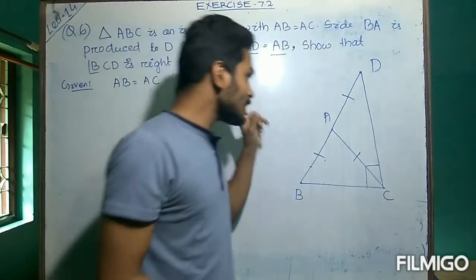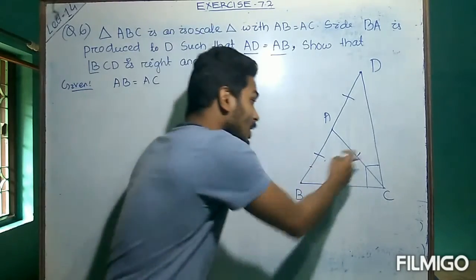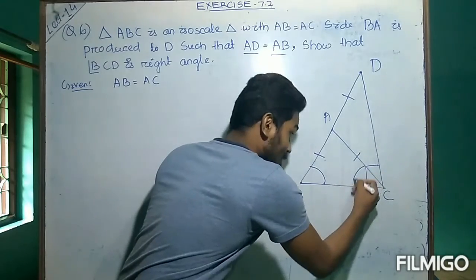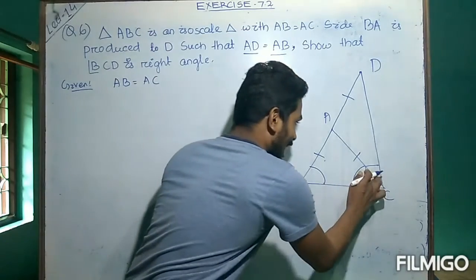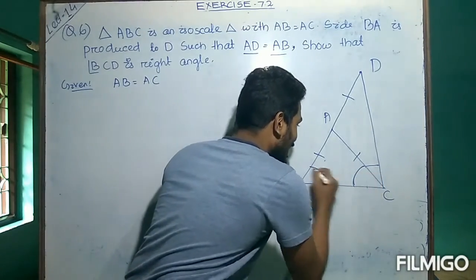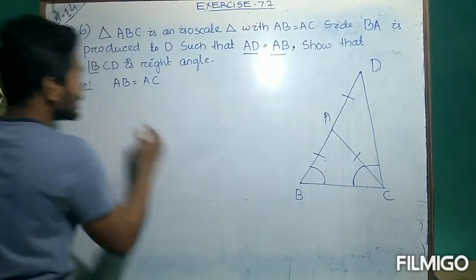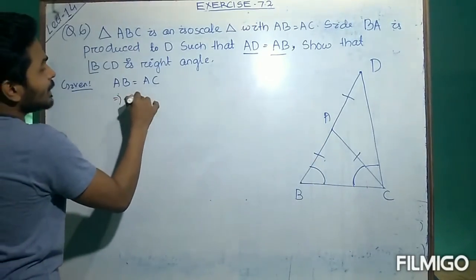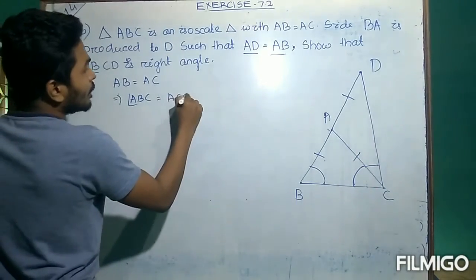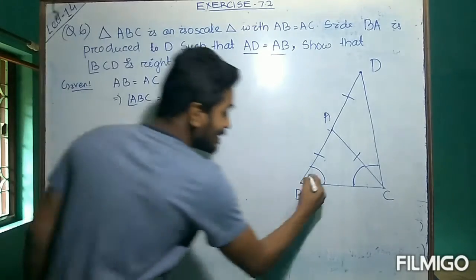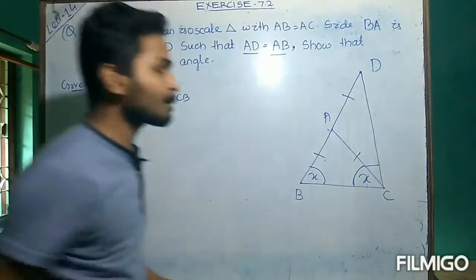According to theorem 7.2, if any two sides of an isosceles triangle are equal, then their opposite angles must be equal. This is the opposite angle of this side, and this is the opposite angle of this side. I am talking about this angle and this angle. So these two angles must be equal. So you can write angle ABC is equal to angle ACB. If we take this angle to be x, then this angle will also be x.